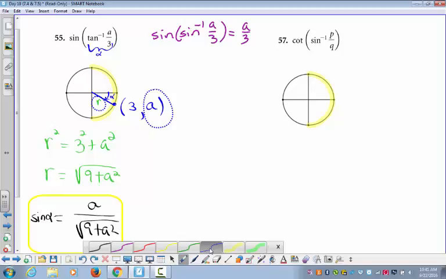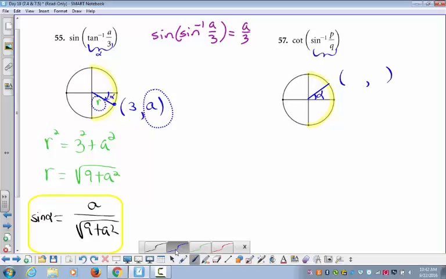All right, next one. Still on the right-hand side of the circle, inverse sine. Let's draw our terminal ray right here this time. Again, it doesn't matter. I will choose not to use a unit circle because we're looking for, if we call this angle alpha, an angle on the right that has a sine value of p over q.